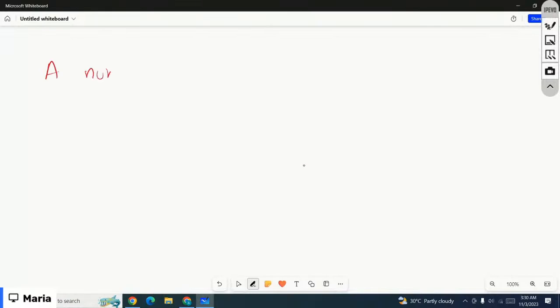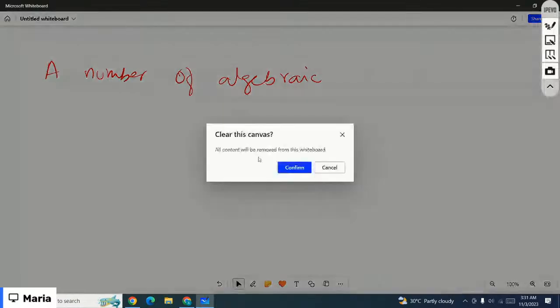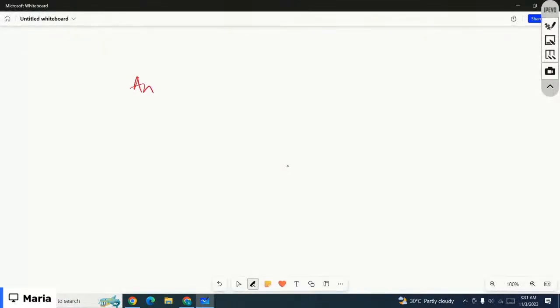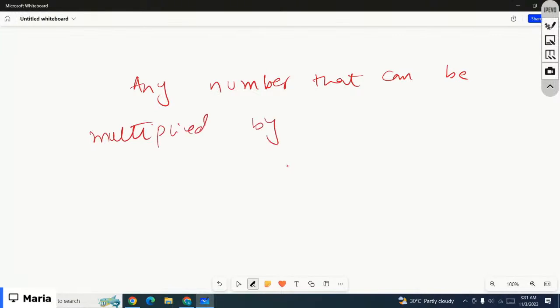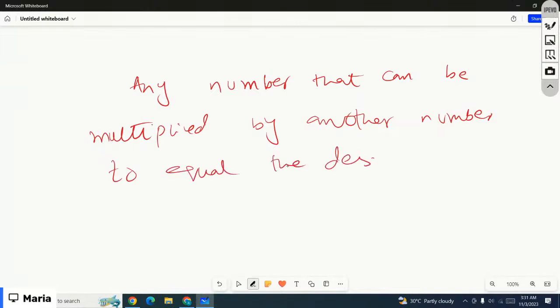a number, any number that can be multiplied by another number to equal the desired number, that would be the factor, right?